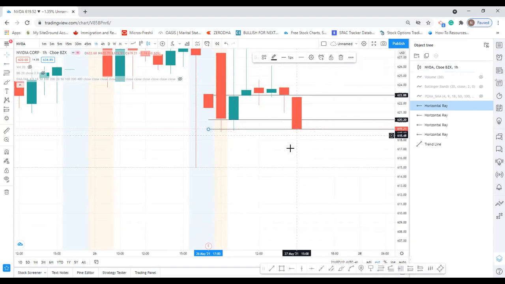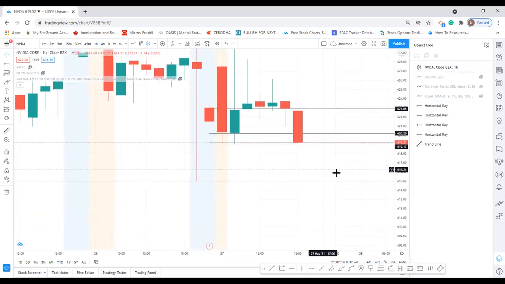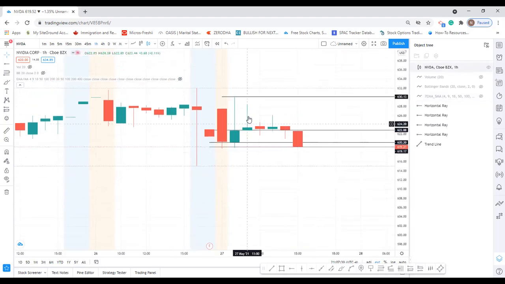Sorry, what was 615? Your line is 619, but then you see the wick going all the way to 615. This one, or this one? More towards your left. Yes, this one. This 615 line is for a different day. Whenever you see those blue areas, this is after hours, this is the pre-market, and the white is the actual market hours. I'm not bothered about this one.